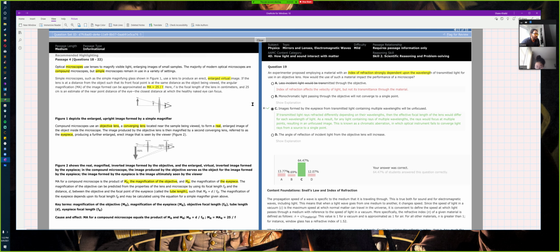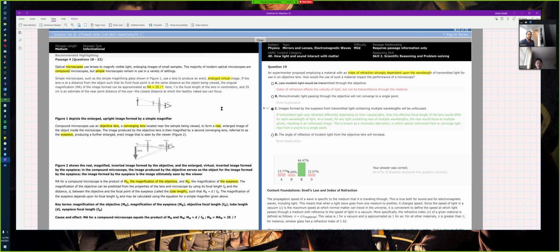Index of refraction strongly dependent upon the wavelength of transmitted light for use in an objective lens. How would the use of such a material impact the performance of a microscope? The main thing here is that the angle of reflection is always equal to the angle of incidence. If the index of refraction increases, then the angle that it bends at gets closer to the normal.